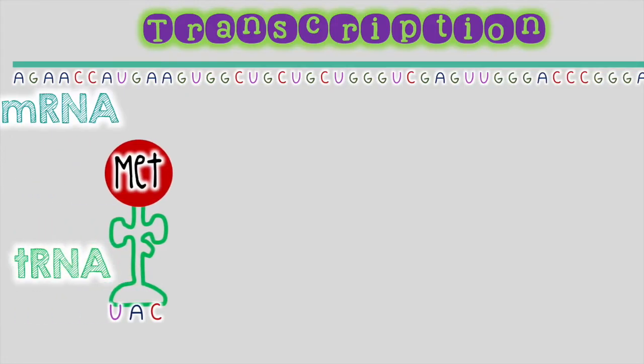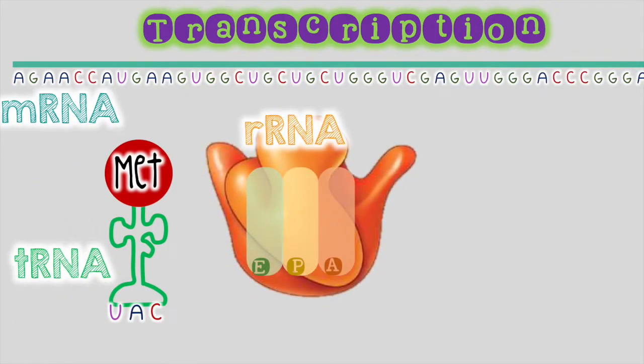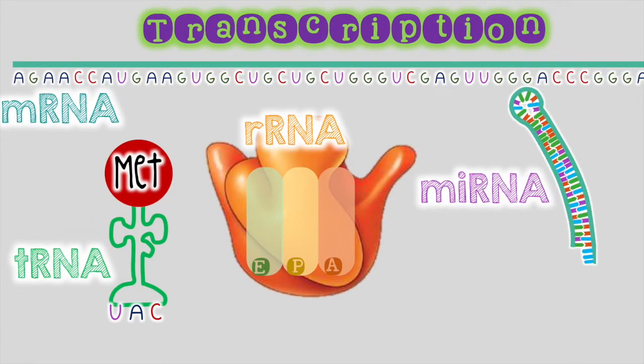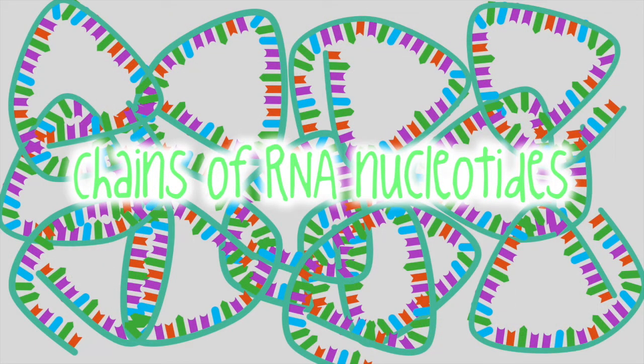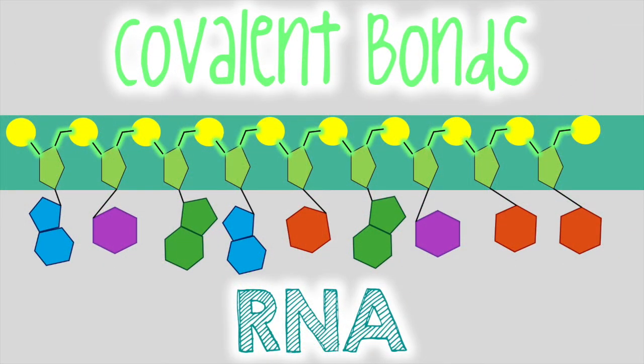Finally, transcription is used to make lots of different kinds of RNA, including mRNA, tRNA, rRNA, small RNAs like microRNAs and small interfering RNAs, and new types that have just recently been discovered. These RNAs are defined by their function and not their structure. They are all chains of RNA nucleotides connected by covalent bonds.